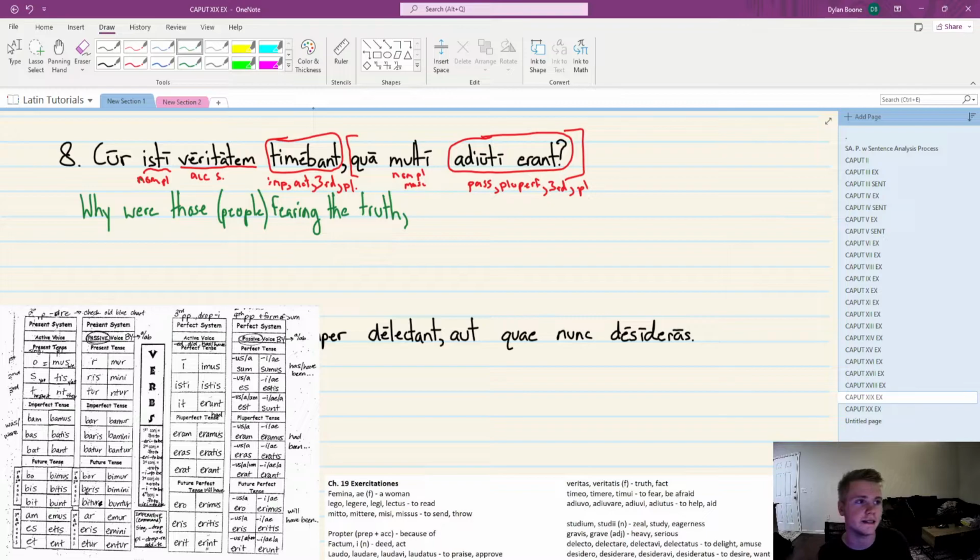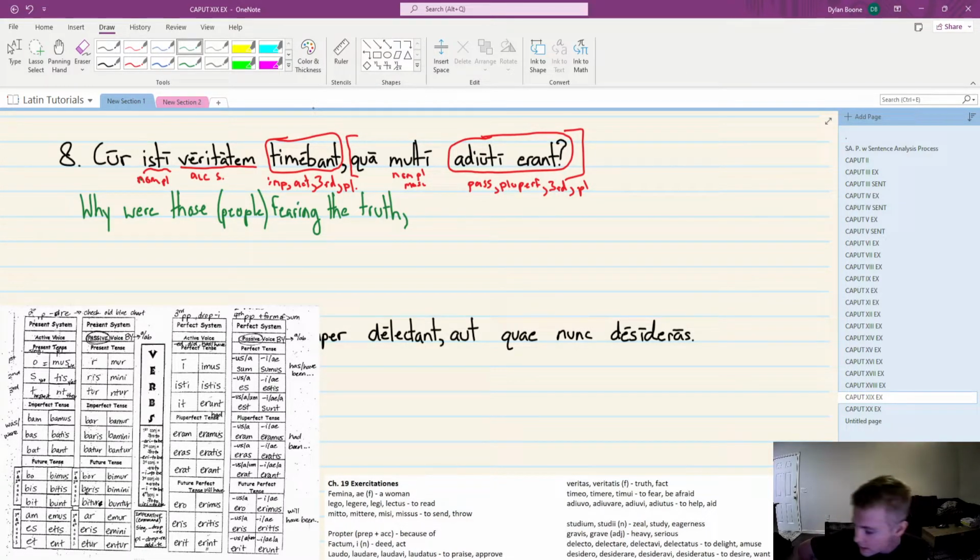So we're saying many had been helped, right? That's what adiuti means, I think I've given that to you, hopefully. Adiuvo, adiuvare, adiuvi, adiutis. It means to help or to aid. So without the qua here, it would be many people had been helped. Many had been helped. So qua is a relative pronoun.